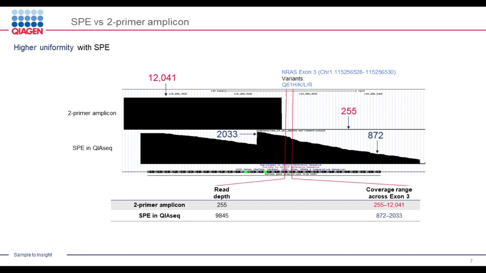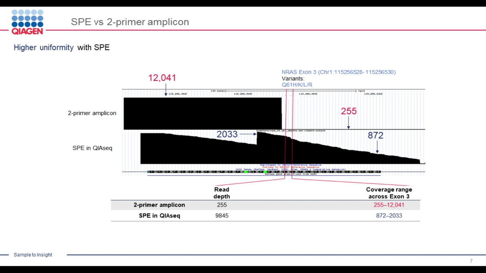However, if you look at how exon 3 of NRAS has been covered with the single primer extension approach in QIAGEN panels, you do see a much tighter range, and you see that all of the bases have been covered fairly uniformly. So the lowest coverage that we see for exon 3 of NRAS, for example, is 872x, but then the maximum coverage is 2033x.